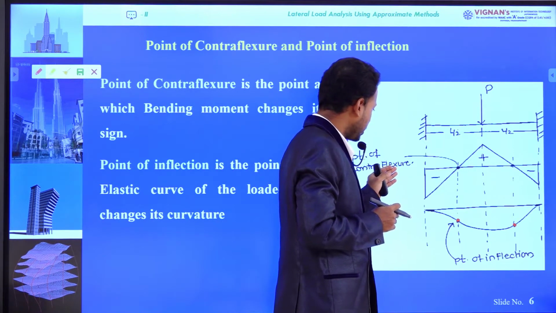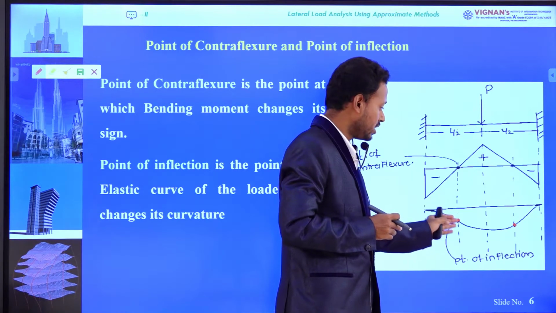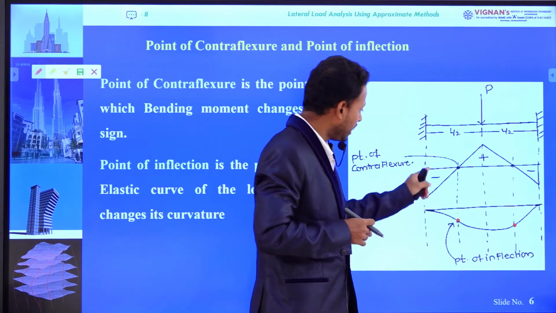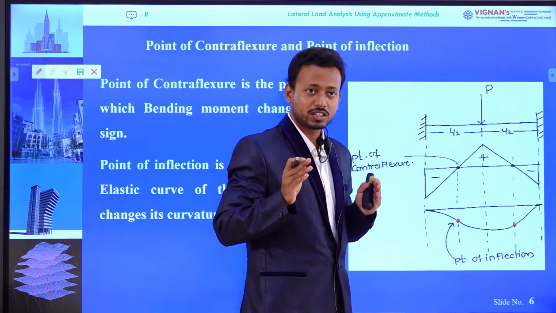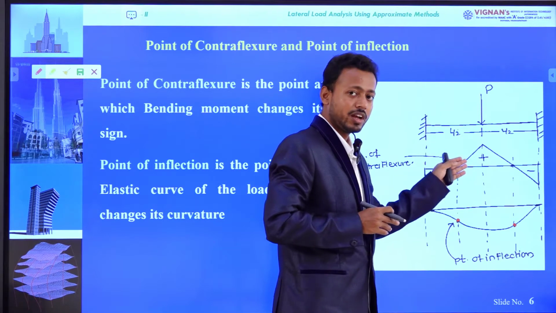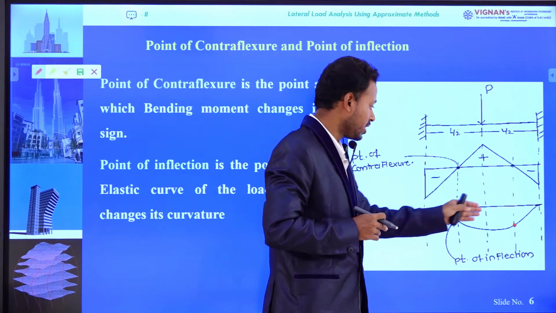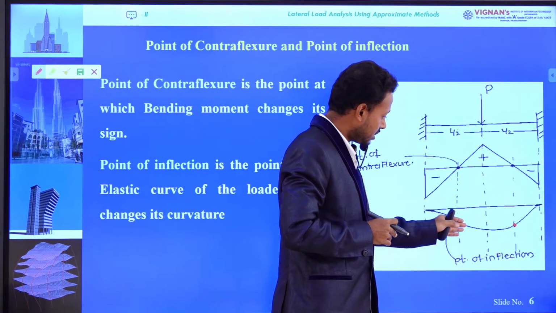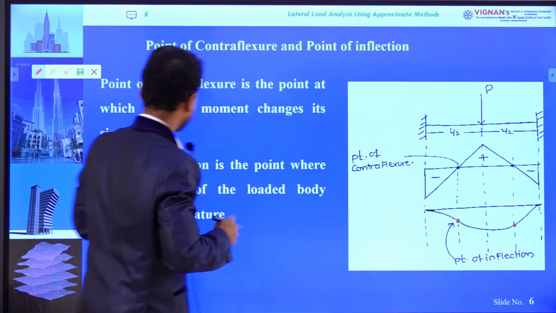Point of contraflexure occurs in the bending moment diagram, point of inflection occurs in the elastic diagram of the loaded body. Again I am explaining, the point is the same, the location is the same, but the context is different. The point of contraflexure will occur in the bending moment diagram, where the bending moment changes from negative to positive or positive to negative, but the point of inflection occurs in the deflected pattern of the body or elastic curve of the loaded body, right?